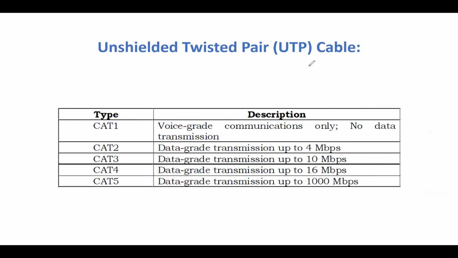Now in unshielded twisted pair itself, we have different types. The very first one, category 1, is voice grade communications only; we cannot send data in this. Category 2 is data grade transmission up to 4 megabits per second.